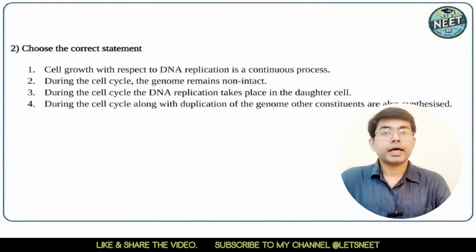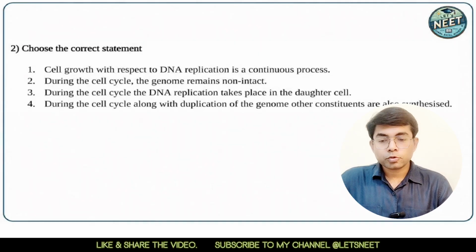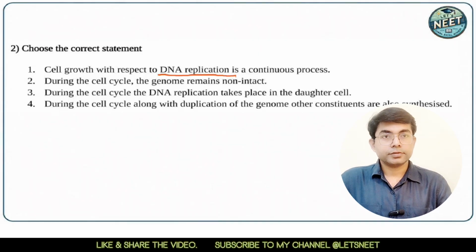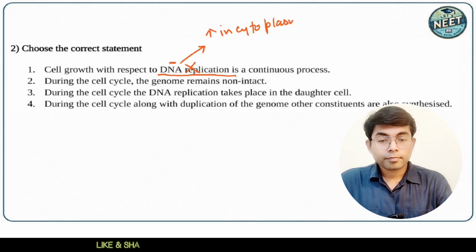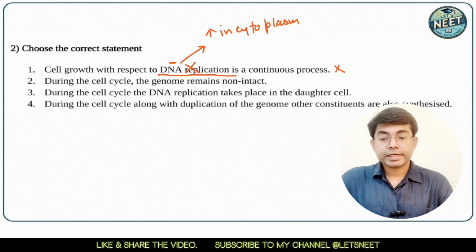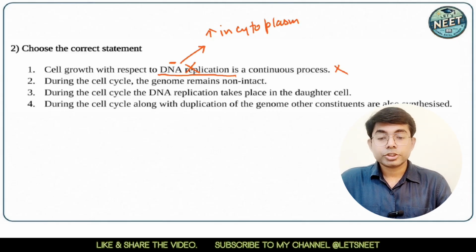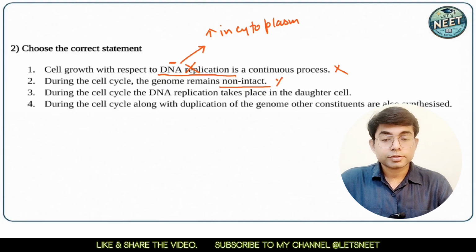As it says, choose the correct statement. Here, cell growth with respect to DNA replication is a continuous process. We know that cell growth is a continuous process, but with respect to DNA replication, no. The NCERT says it is not DNA replication but increase in cytoplasm. Right? So this is a wrong statement. Then, during the cell cycle, the genome remains non-intact. We have just seen the genome remains intact. So this is also wrong.